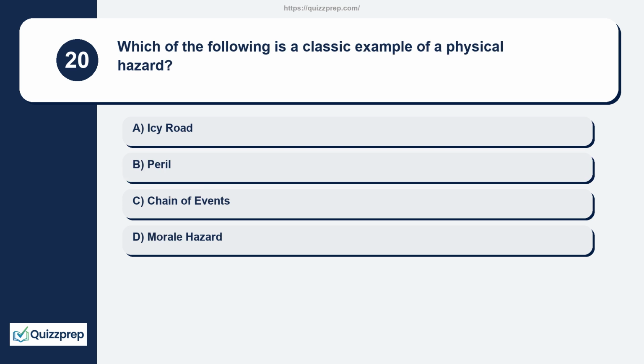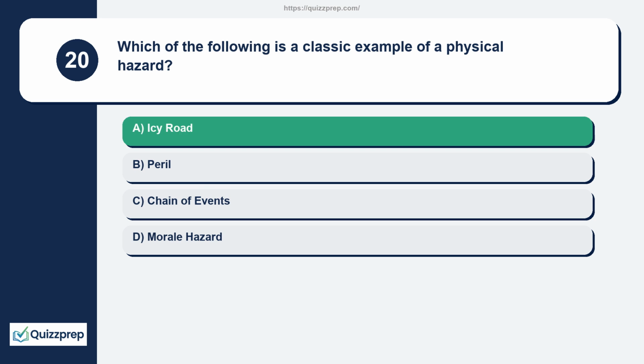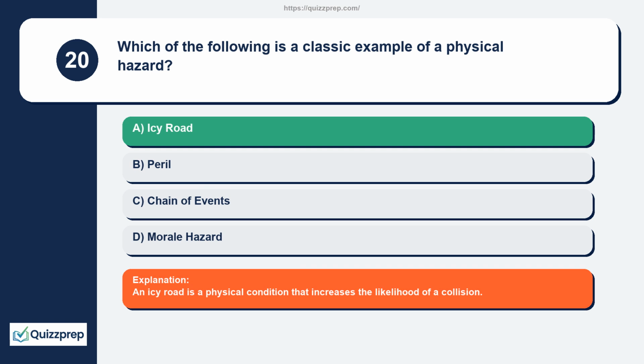Question 20. Which of the following is a classic example of a physical hazard? Icy road, peril, chain of events, moral hazard. An icy road is a physical condition that increases the likelihood of a collision.